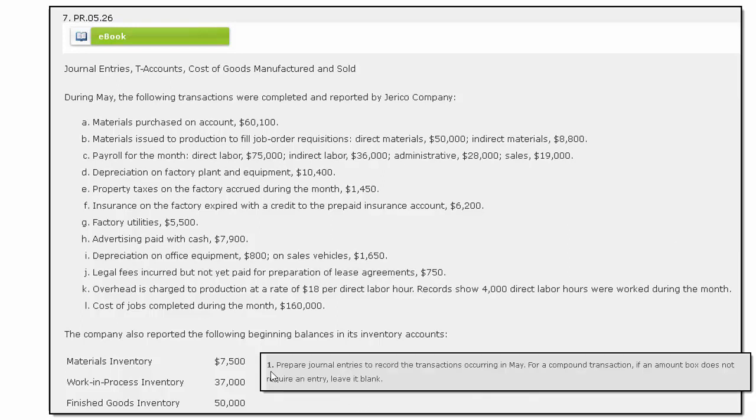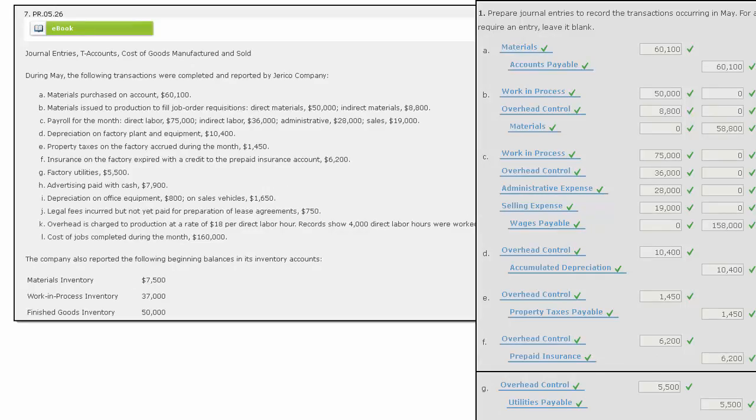Okay, so here I've listed the first requirement. They tell us to prepare journal entries to record the transactions occurring in May. And for a compound transaction, if the amount box doesn't require an entry, leave it blank. Okay, now I've adjusted the screen a little bit so that you can see the solutions on the right side. You may have to go to full screen to read this legibly.